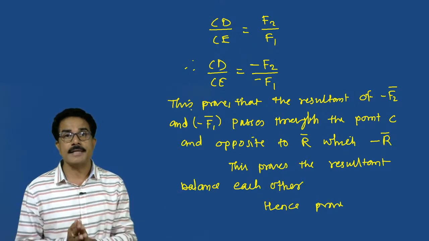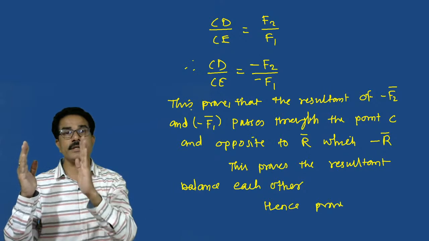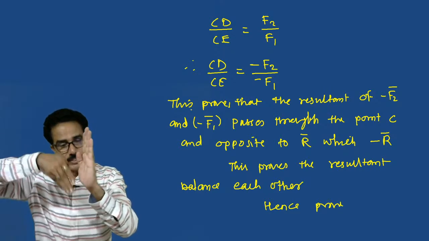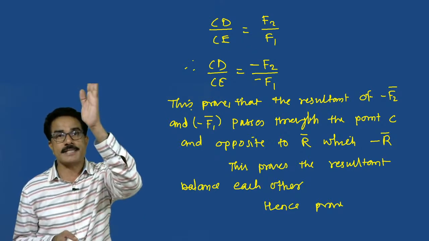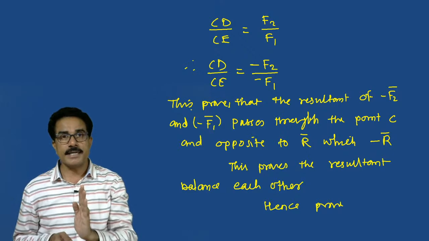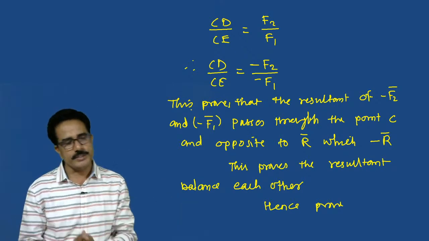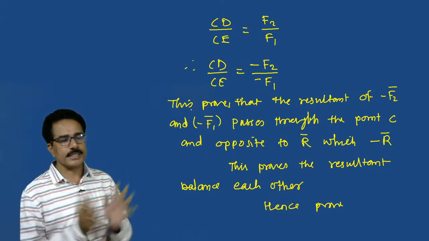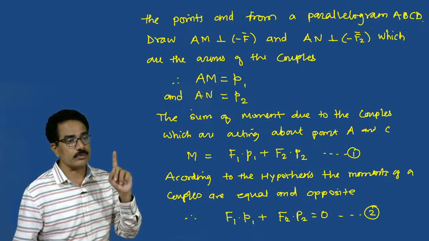दिस शोज दॅट the resultant of -F1 and -F2 passes through the point C, which is in the opposite direction of R bar, which is denoted by -R bar. Thus the resultant plus R bar and -R bar balance each other and hence proved. अशा पद्धतीनं हा थेरम इथं प्रूफ होतो. हा महत्त्वाचा थेरम आहे. विचारलं तर 15 मार्काला, दोन्ही मिळून 15 मार्काला विचारू शकतात.